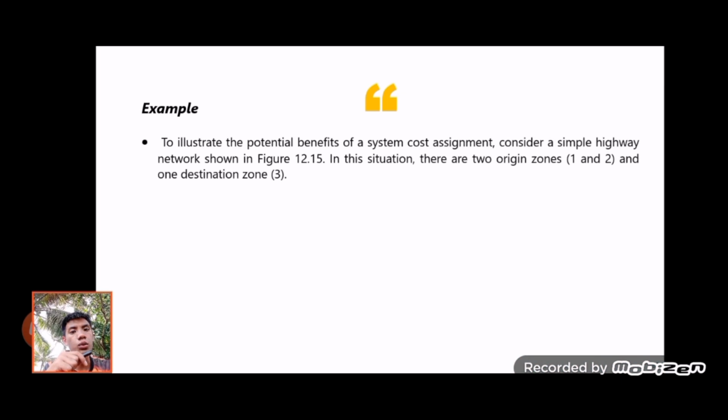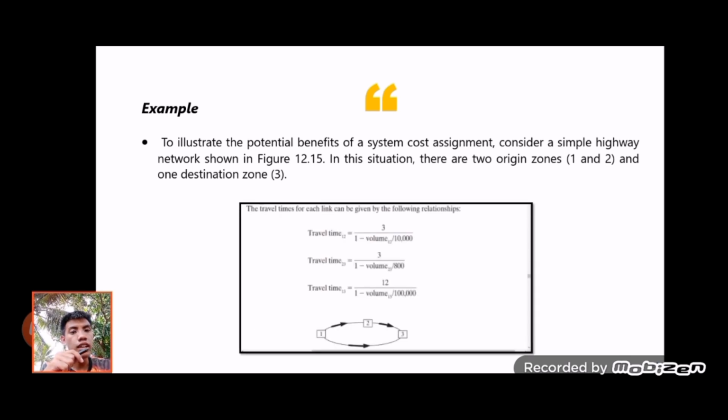Example: to illustrate the potential benefits of a system cost assignment, consider a simple highway network shown in Figure 12.15. In this situation, there are two origin zones, 1 and 2, and one destination zone 3. The travel times for each link can be given by the following relationships.